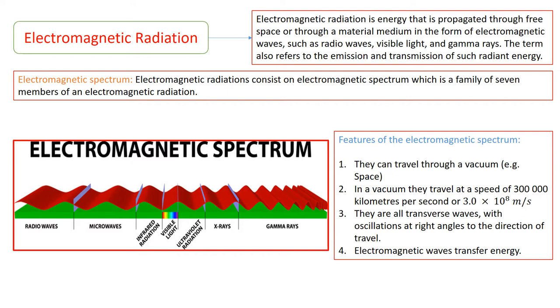So electromagnetic radiation consists of an electromagnetic spectrum. The electromagnetic spectrum is a family of seven members, and electromagnetic radiation is the form of energy that is always propagated through space or through material, and all the components present in electromagnetic radiation are traveling with the speed of light, which is 3.0 × 10^8 m/s.